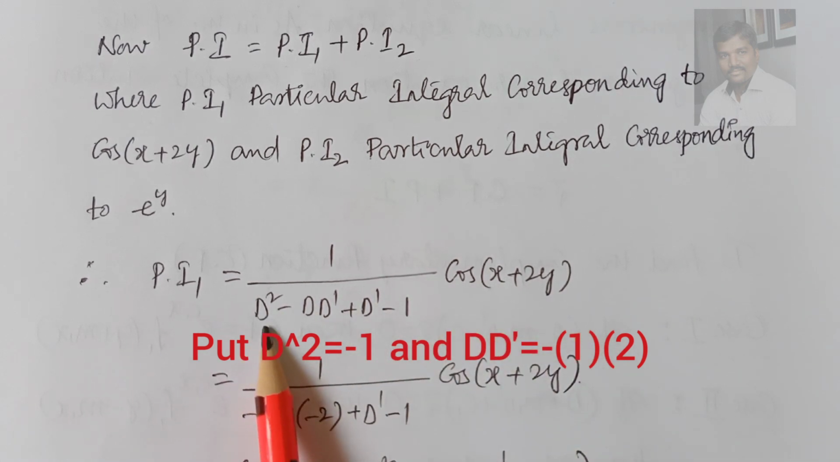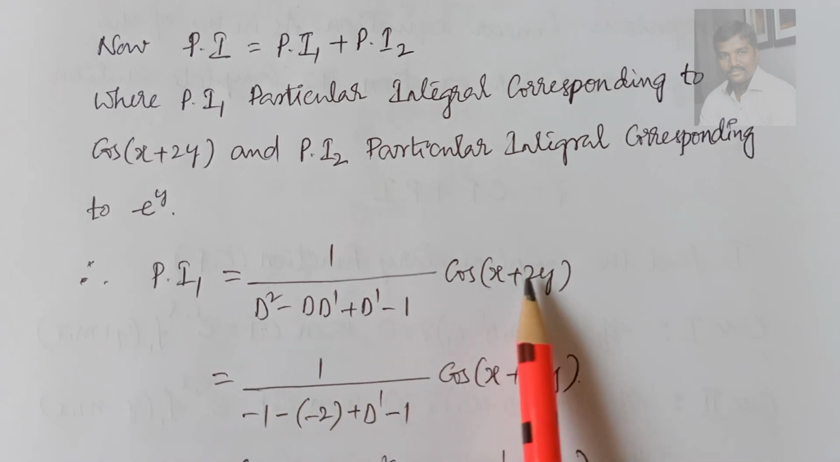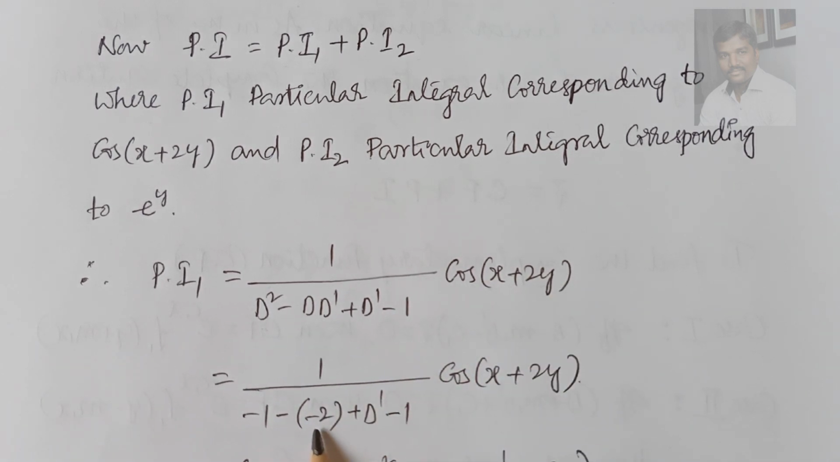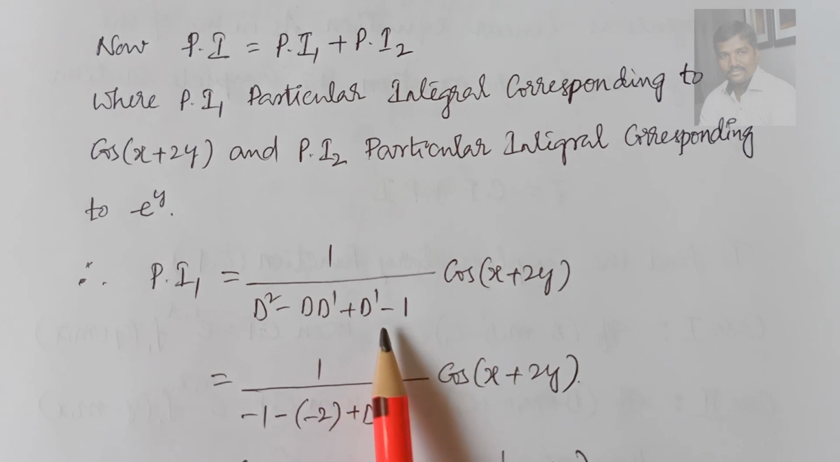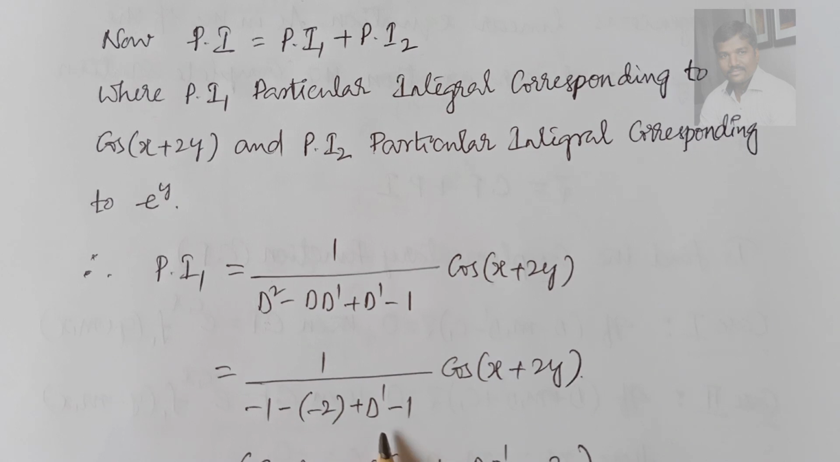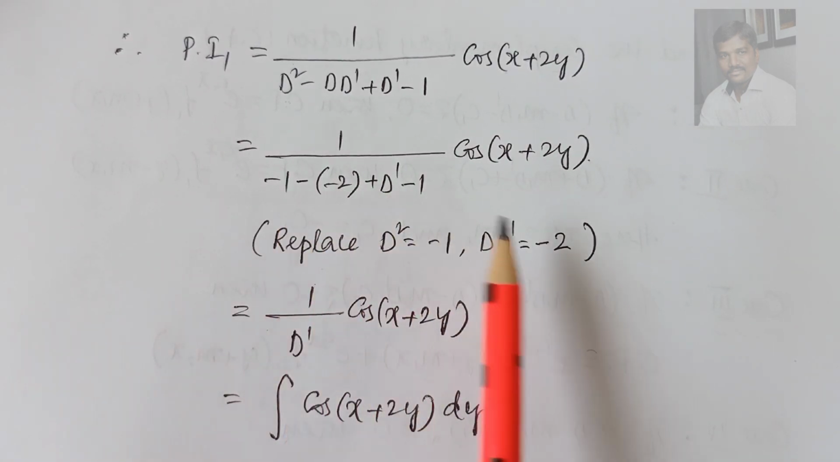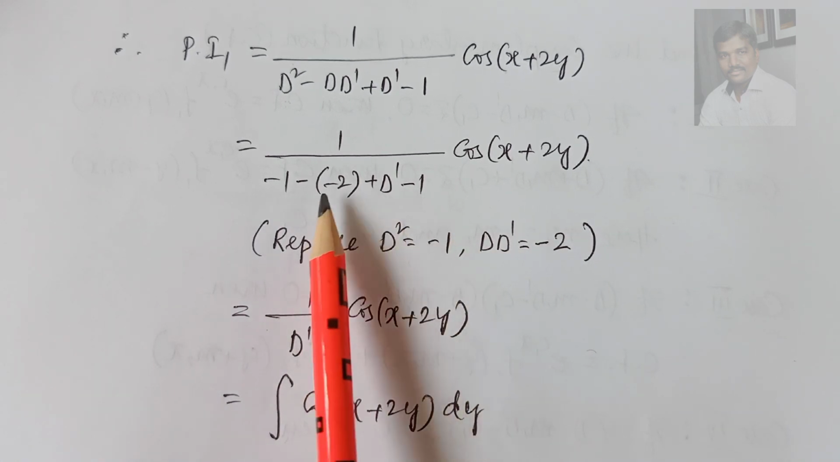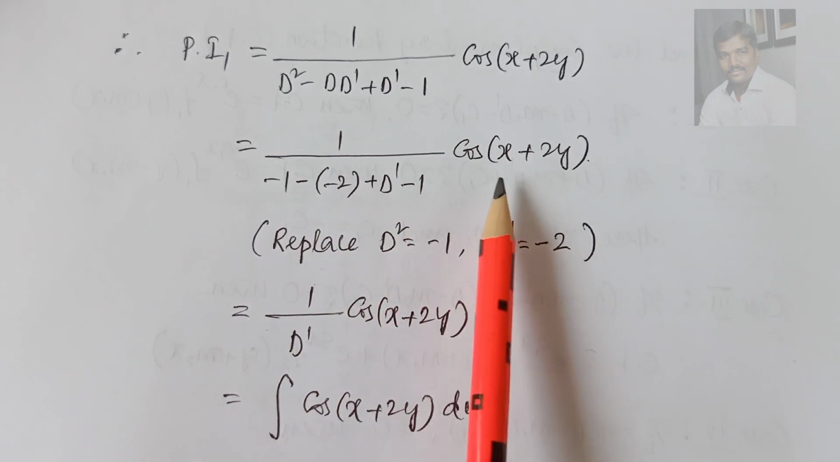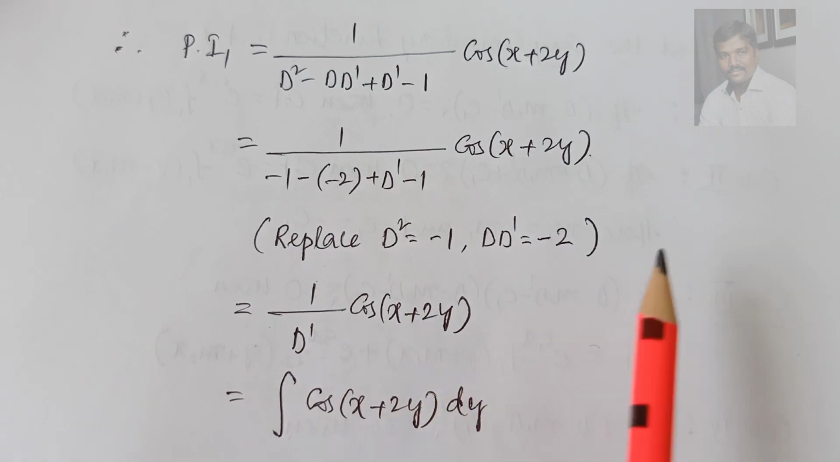Now put D² equal to −1², so that is −1, and DD′ equal to −2 into 1, so that is −2. Here it is not D′², it is D′, so we can't replace this; write it as it is, D′. Replacing D² with −1 and DD′ with −2 and simplifying, we get 1 by D′ of cos(x + 2y).